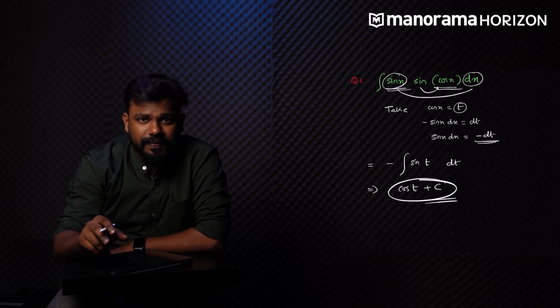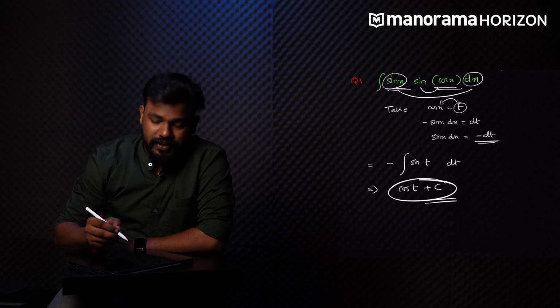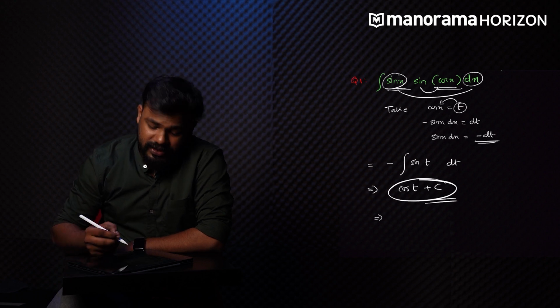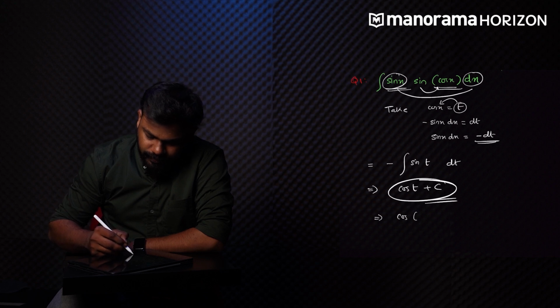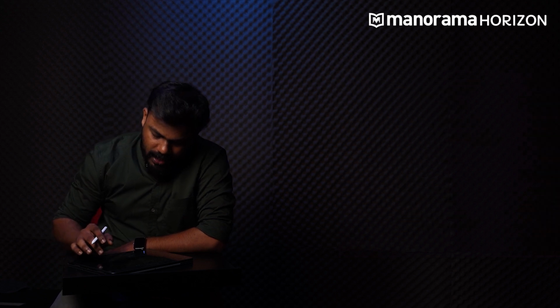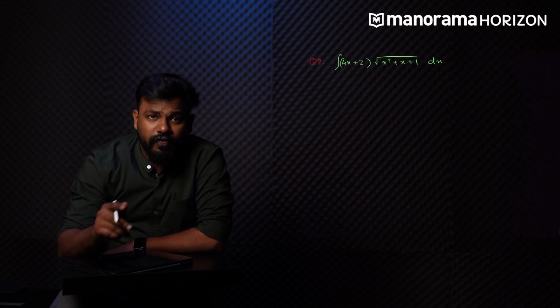And is that the final? No, because we have to put it back into x. So what is t here? It is cos x. So cos of cos x plus c. So the final answer is nothing but cos of cos x plus c. Clear? Okay.